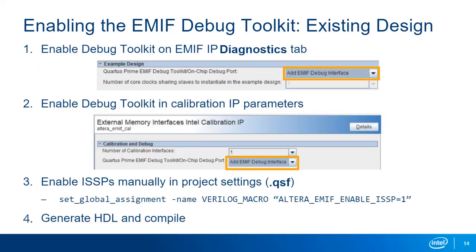To enable use of the toolkit in an existing design, enable the Add EMIF Debug Interface option in both the EMIF IP and the Calibration IP. Then enable the ISSP option manually in the .qsf file as shown. This is required because the option in the parameter editor is for enabling the feature in a new example design, not for enabling the option on an existing design. Once everything is enabled, generate the IPs and compile the project.